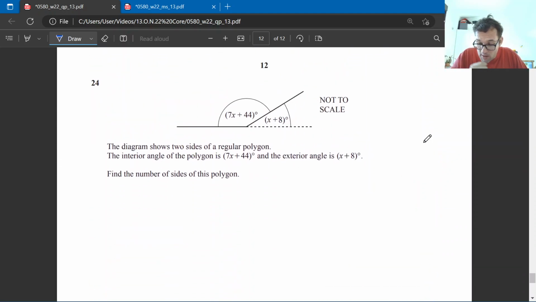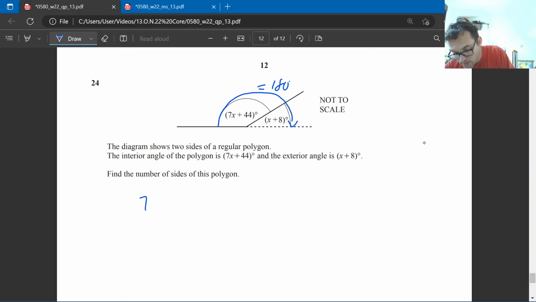Question 24. Find the number of sides of this polygon. My goodness. What is going on here? Again, I think there's quite a few ways to do this. Let's just look at that. What do I see? I see 2 angles on a straight line. Remember, 2 angles on a straight line equals 180 degrees when you add them together, so let's write that down.